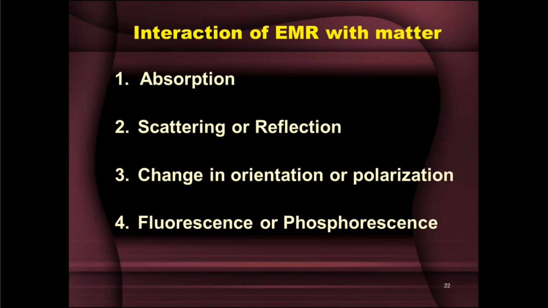If neither absorption nor scattering is taking place, one more possibility is the electromagnetic radiation may undergo a change in orientation or polarization. This you'll be studying under the chapter polarimetry, and this is seen in case of optically active molecules.